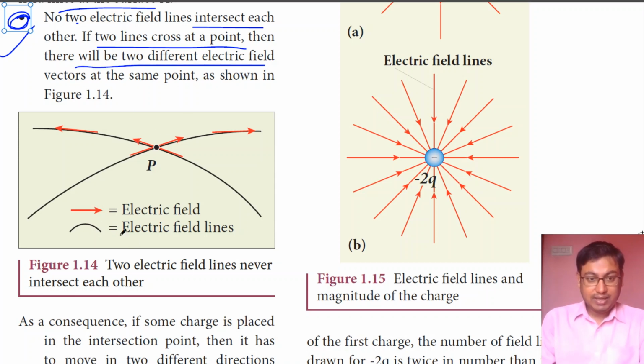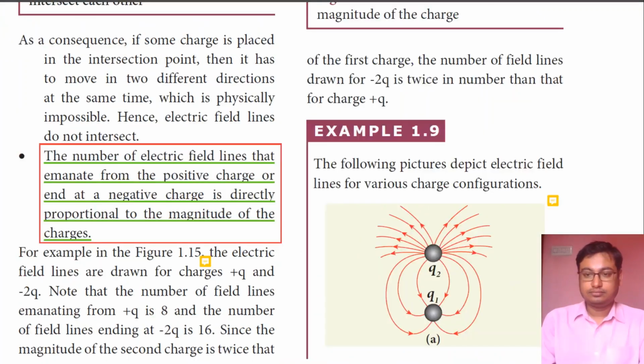Now see, we have one electric field line in this direction and one in this direction, and both are meeting at point P. There will be two different electric field vectors at the same point. This is the situation. As a consequence, if some charge is placed at the intersection point, then it has to move in two different directions at the same time, which is not possible.